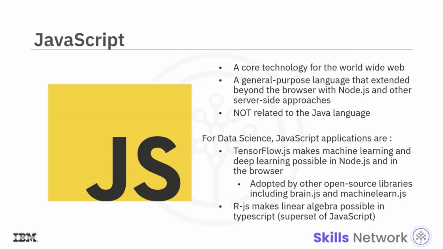The project R.js has rewritten linear algebra specifications from the R language into TypeScript. This sets the foundation for future projects to implement more powerful math-based frameworks like NumPy and SciPy of Python. TypeScript is a superset of JavaScript.